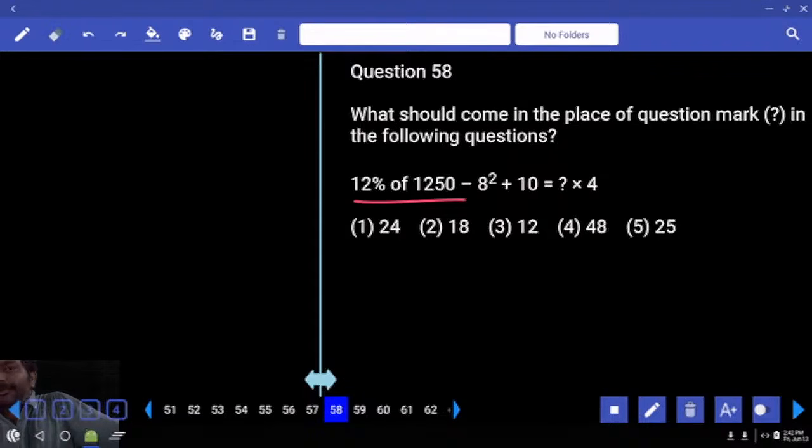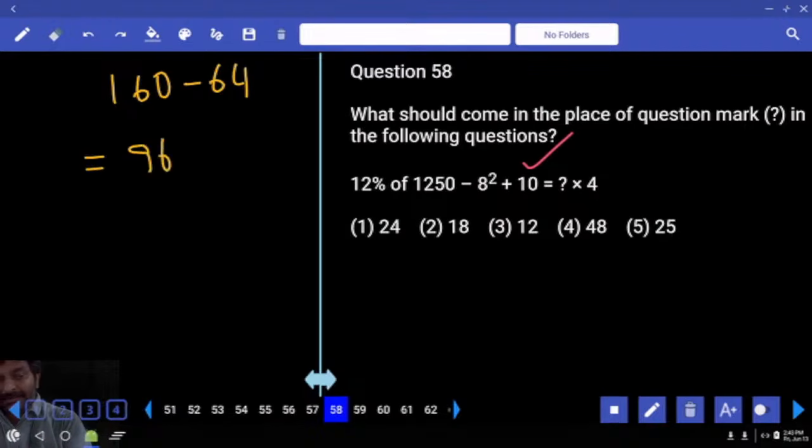12% of 1250 or 120% of 125. I am shifting this 0 here. 120% of 125. 100% of 125 is the number itself. And then 20%. What is 10% of 125? 12.5. 20%, 25. 125 plus 25, 150, plus 10. 8 square. How much is that? It is equal to x into 4. x is equal to that divided by 4. 24.